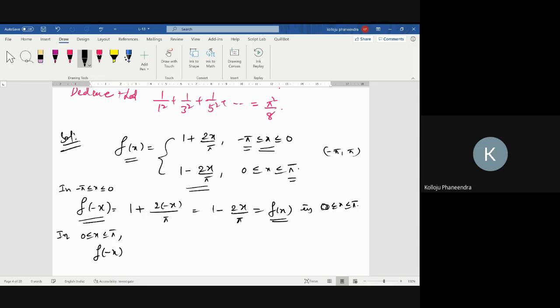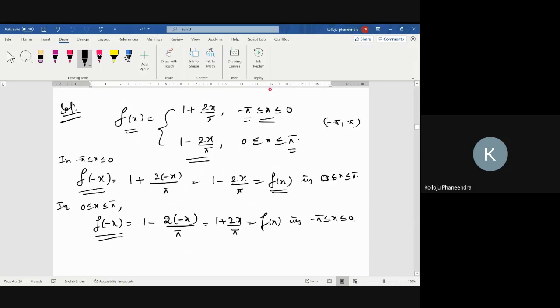Now in this function replace x by minus x. Actually, what is the function? Replace x by minus x. Then it becomes 1 plus 2x by pi, which is f of x in what interval? In the minus pi to 0 interval. So f of minus x equals f of x.